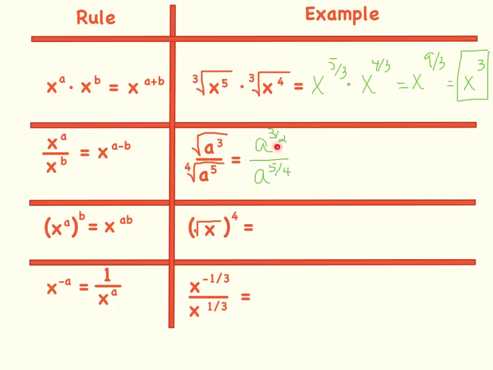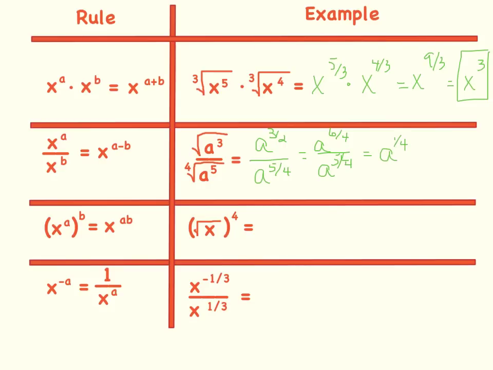My top fraction has the denominator of 2, and this one has the denominator of 4. So I need to make this one also have a denominator of 4, and I can do that by multiplying the numerator and the denominator by 2. So when I do that, this becomes a to the 6/4 power divided by a to the 5/4 power. And I can subtract 6/4 minus 5/4, which equals 1/4. So I have a to the 1/4 power.